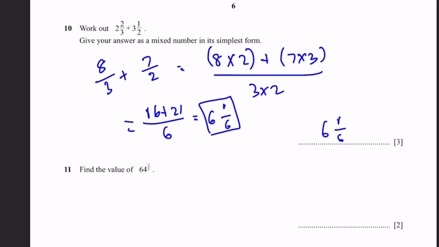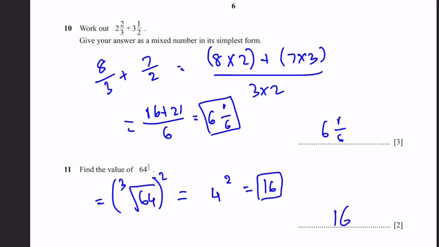Question 11. Find the value of 64 to the power 2 by 3. That's just going to be 64 squared, but then we can cube root. And it doesn't matter which order you do this. So I'm going to put the cube root inside and the square outside. So we can do cube root 64. That's easy. That's just 4. And 4 squared, we get 16, and that's our answer.